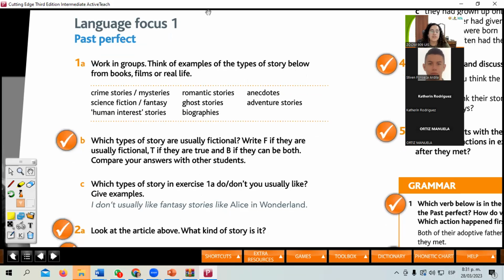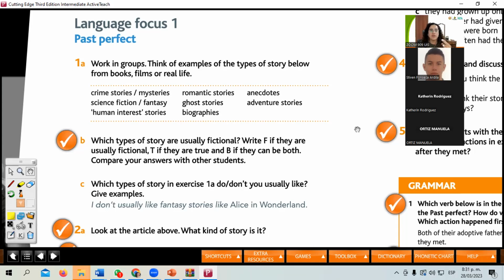So I want you to think about the first question that I asked: if each type of story is fictional or true, all right? Or B, if they can be both. So for example, for crime stories or mysteries, we say that is both, right?